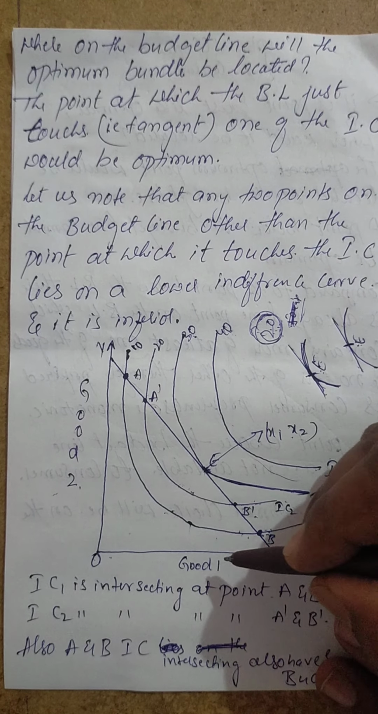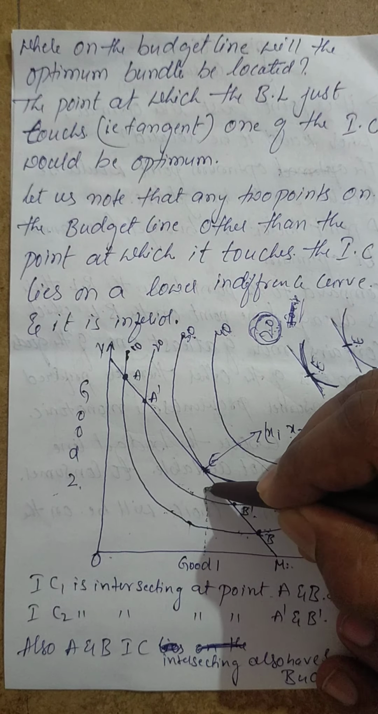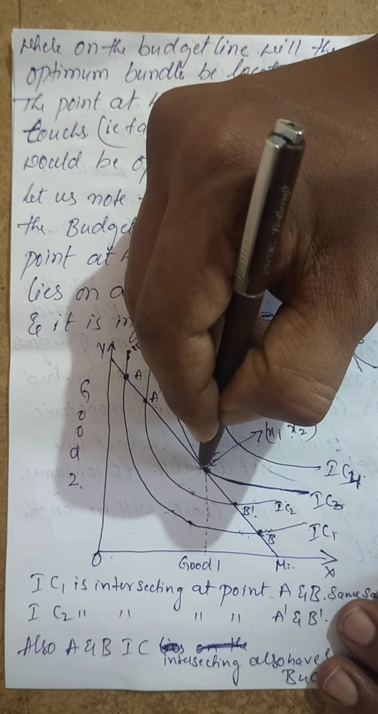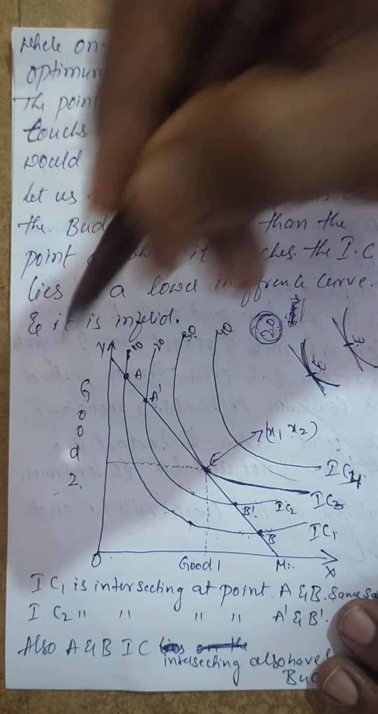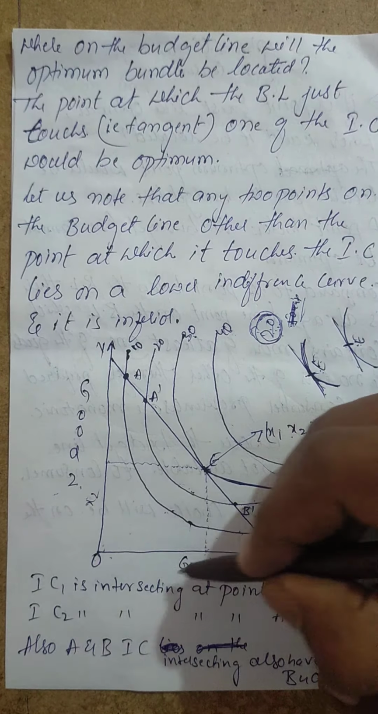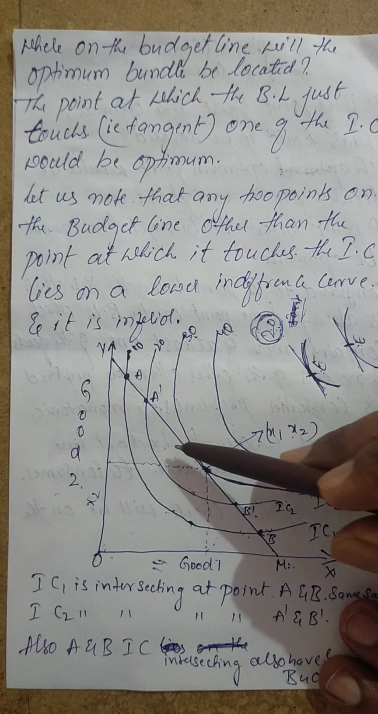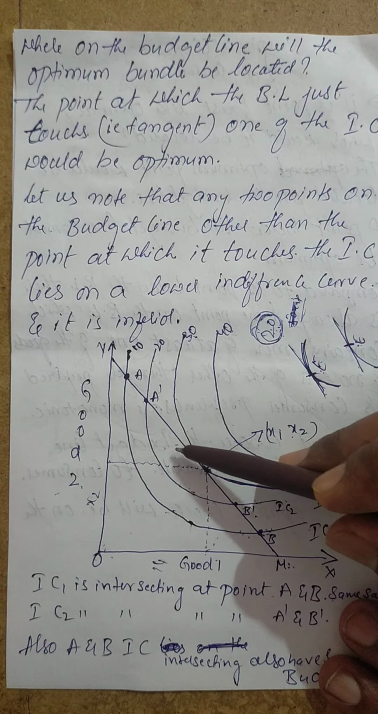And one more small thing I forgot to tell you. When you join this, you will get the X2 good of so much amount and the X1 good of so much amount. Which means both goods are purchased at the maximum at this level. This is the level where the equilibrium becomes equal with the budget line. So he will be getting greater satisfaction. Hence this point we call the point of optimum choice.